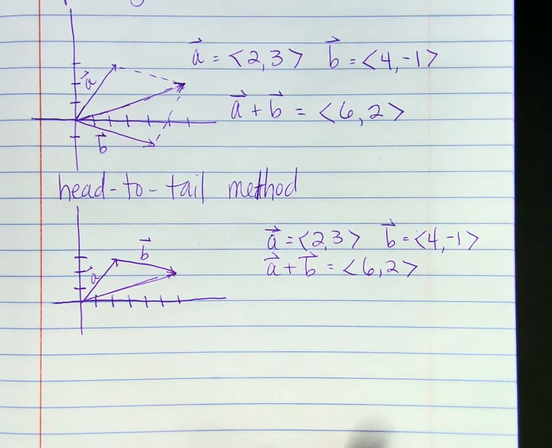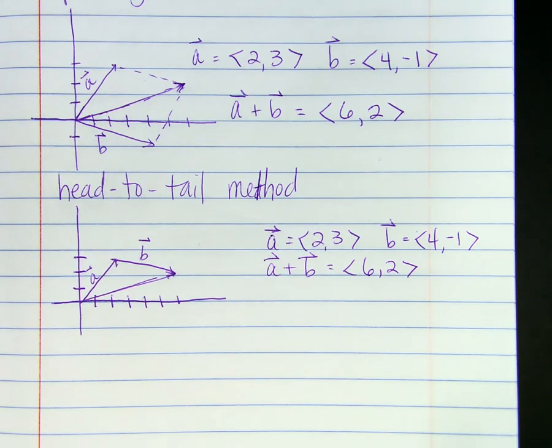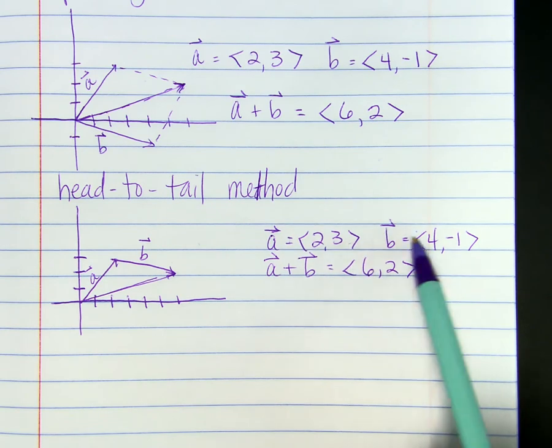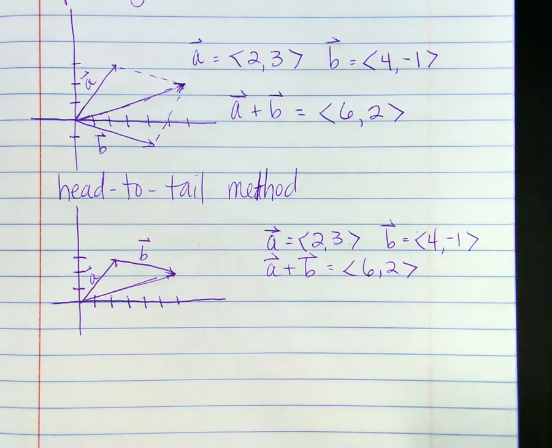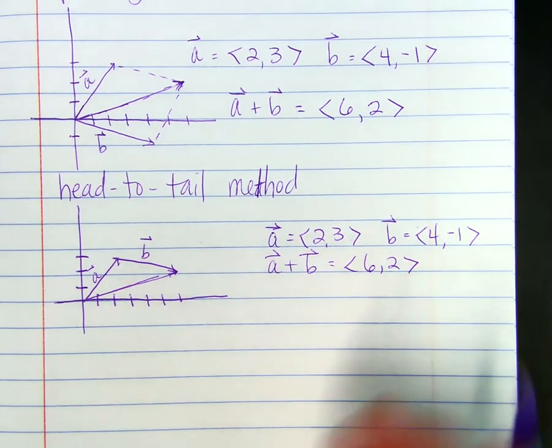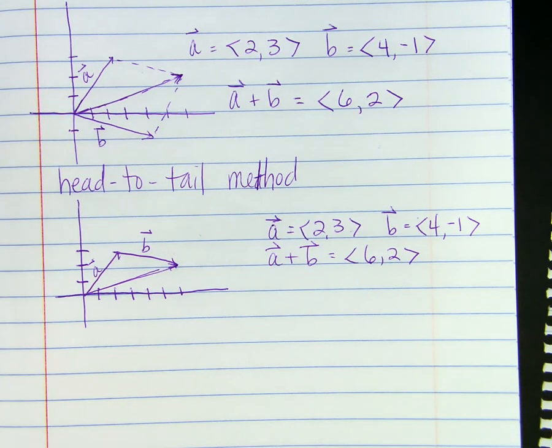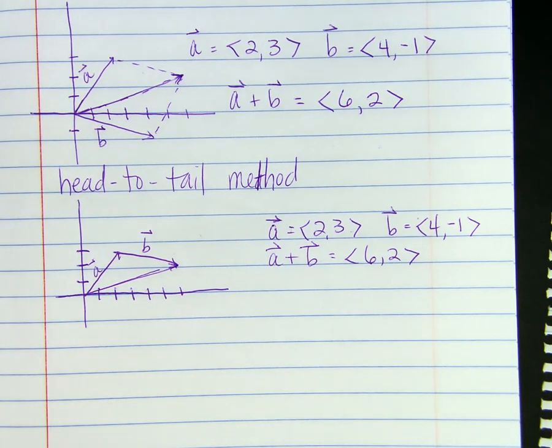Okay, so now you know you have 3 methods for adding vectors: just adding the different parts, and then you could do the parallelogram method and the head to tail method. I always check my work that way anyway.